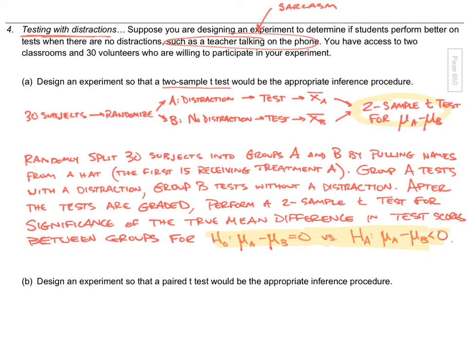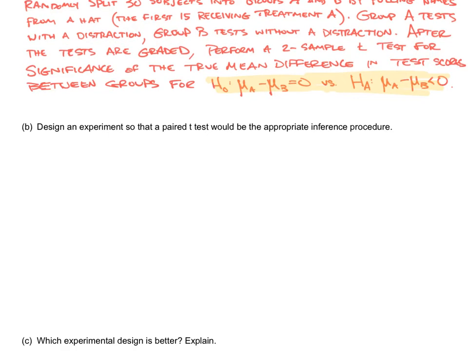Okay, let's now move on to part B, where we're asked to design a slightly different experiment. Part B says design an experiment so that a paired t-test would be the appropriate inference procedure. In this case, a paired t-test means we're going to do a matched pairs design. The outline for this experiment is going to look like this.